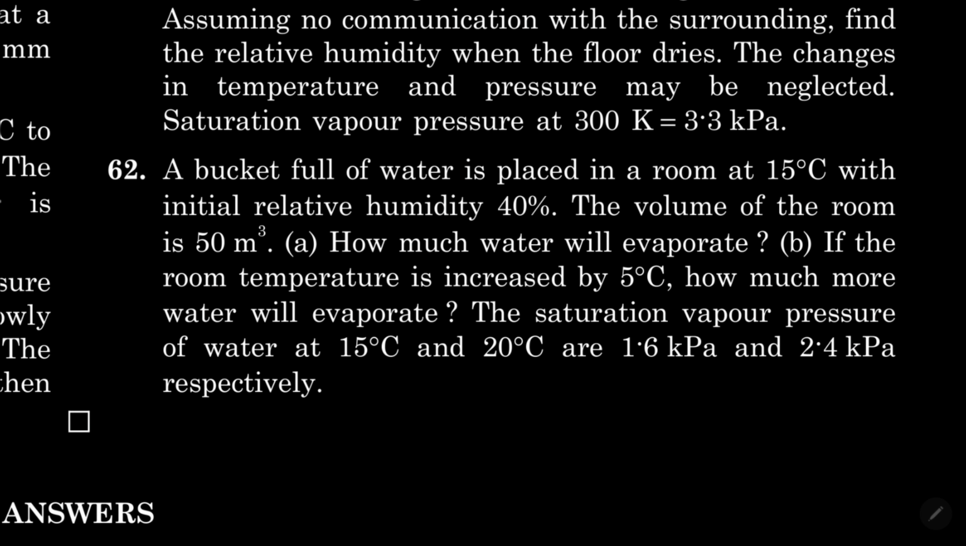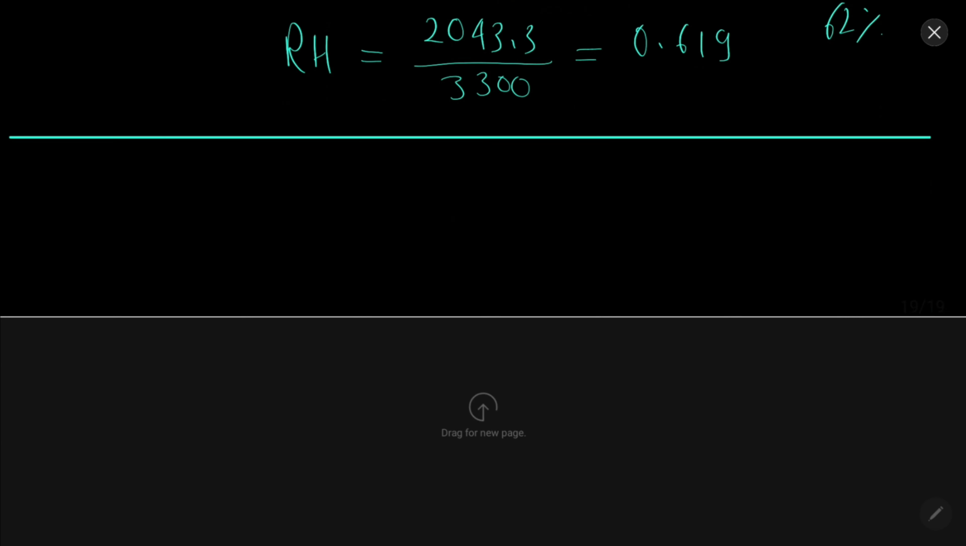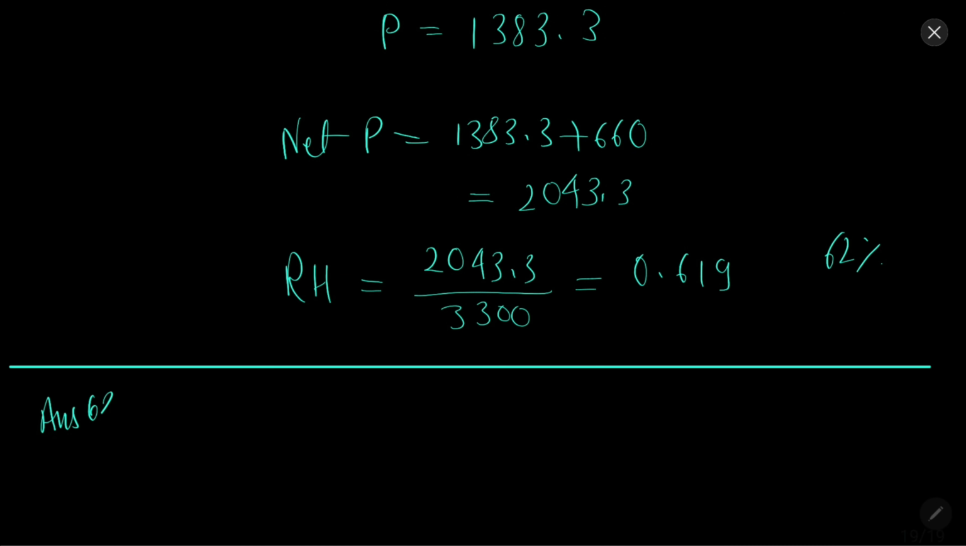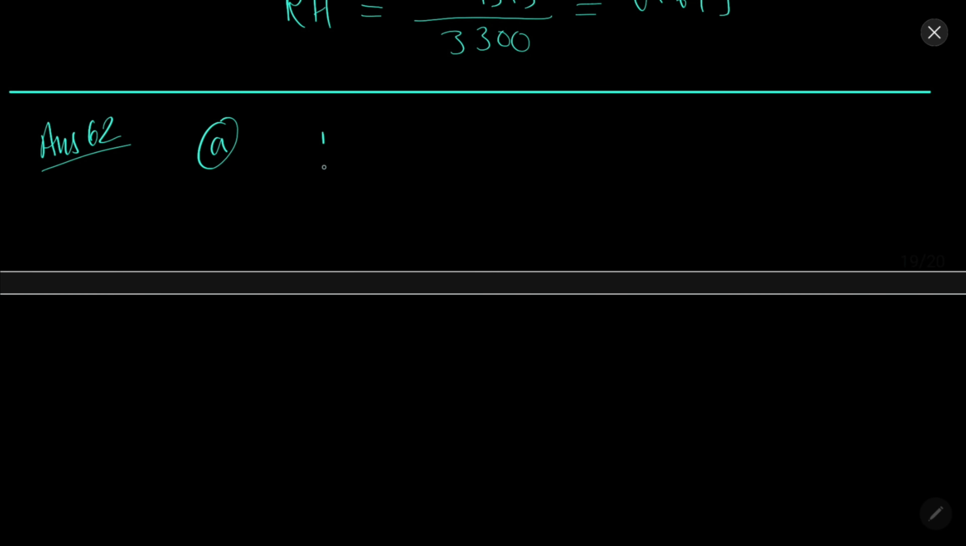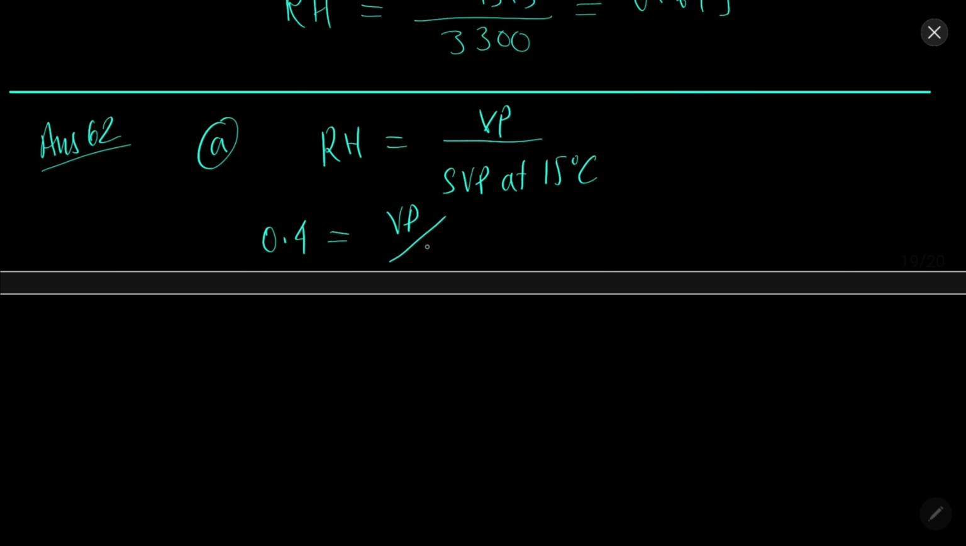In 62, we need to find how much water will evaporate. If temperature increased by 5 degrees Celsius, how much more water will evaporate? Solution 62. So for A part, relative humidity is Vp over SVP at 15 degrees Celsius, 0.4 equals Vp over 1.6 into 10 to the power 3. So Vp will be 0.4 into 1.6 into 10 to the power 3.